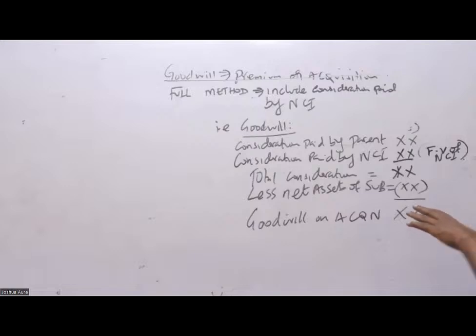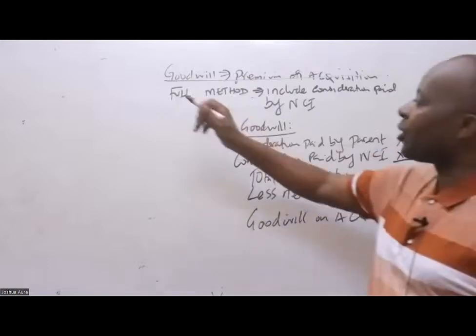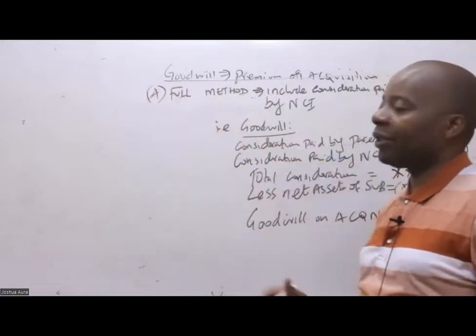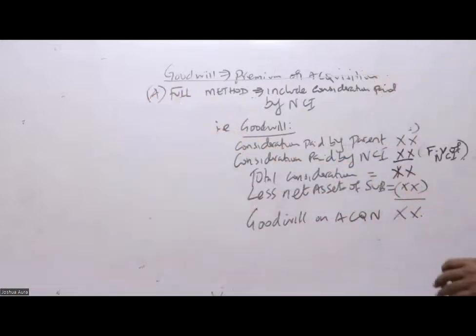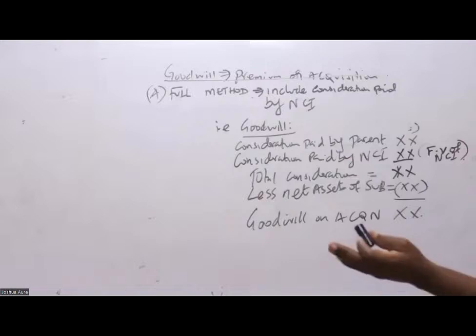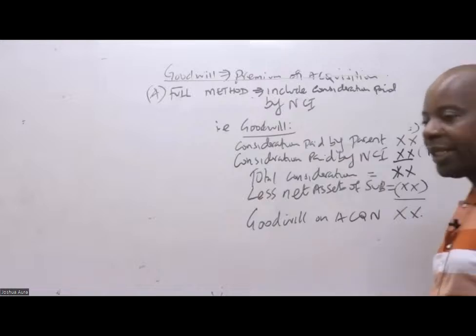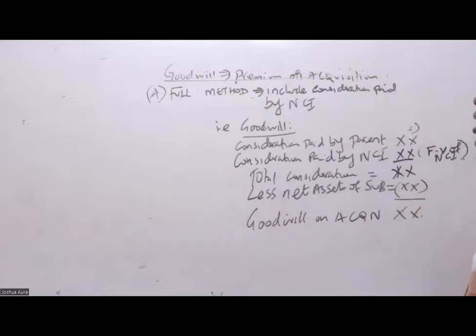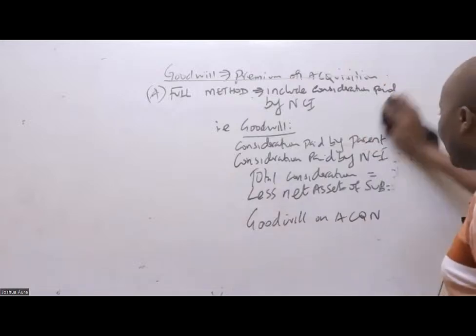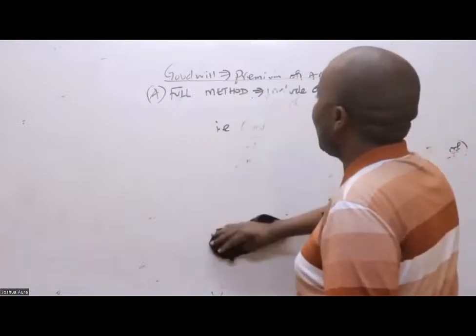Great. So can I wrap this and then I show you the partial method? So this is the first method. It's called the full method. Full does not have to scare you. Full is about two considerations being paid there. After all, the format is given in the book. And then now we have the partial method.